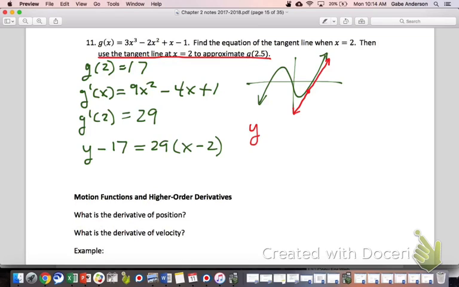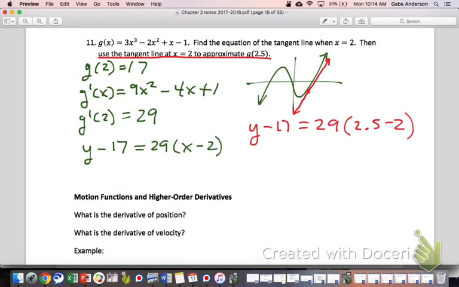I would say y minus 17 is equal to 29 times 2.5 minus 2. I'm just going to plug that 2.5 into the line, not the curve, because it didn't say what's g of 2.5. If it said what's g of 2.5, you just plug it into the curve for the input and do some arithmetic and you're done. This wanted us to use the line, so we use the line.